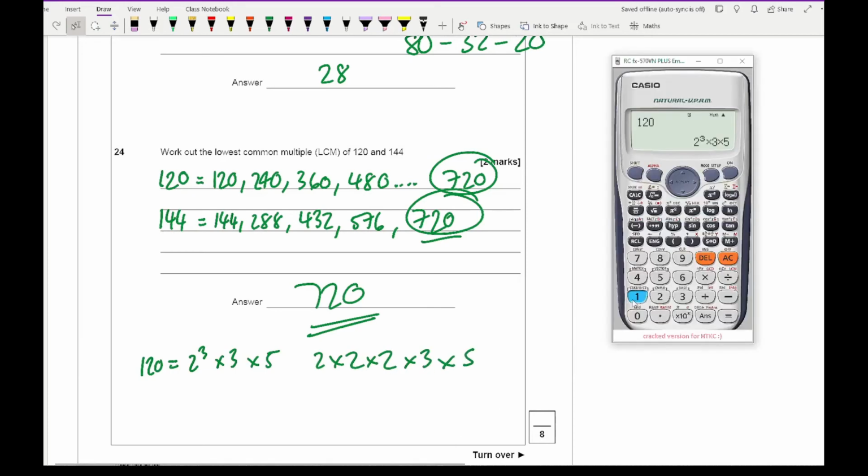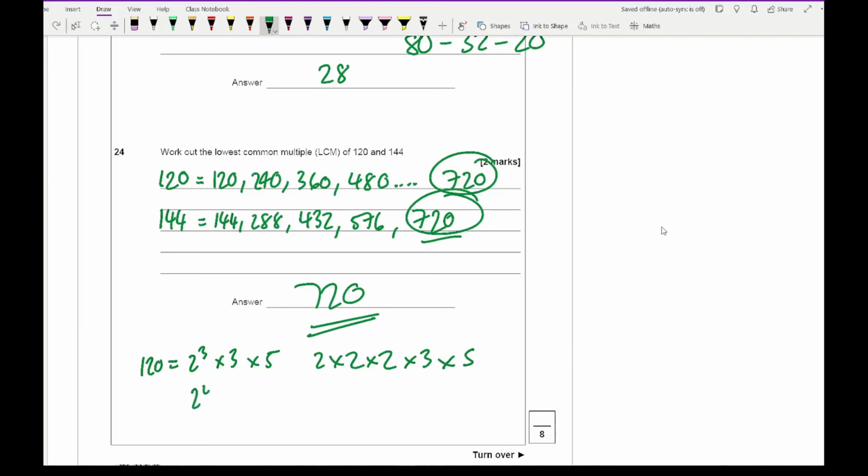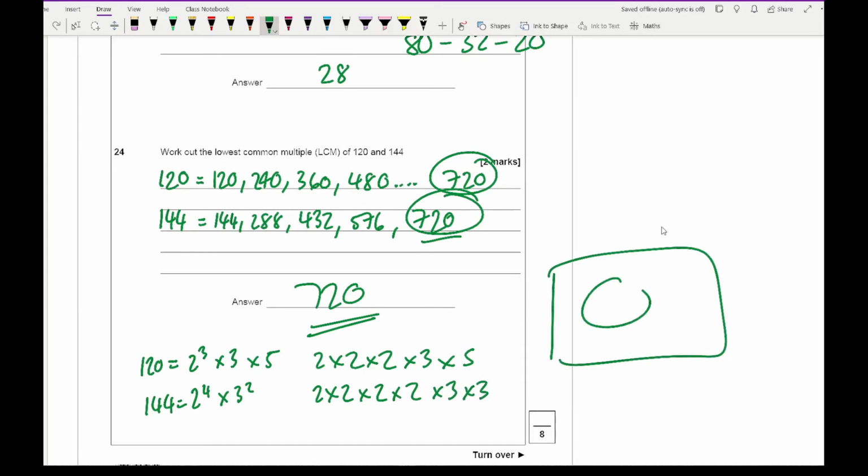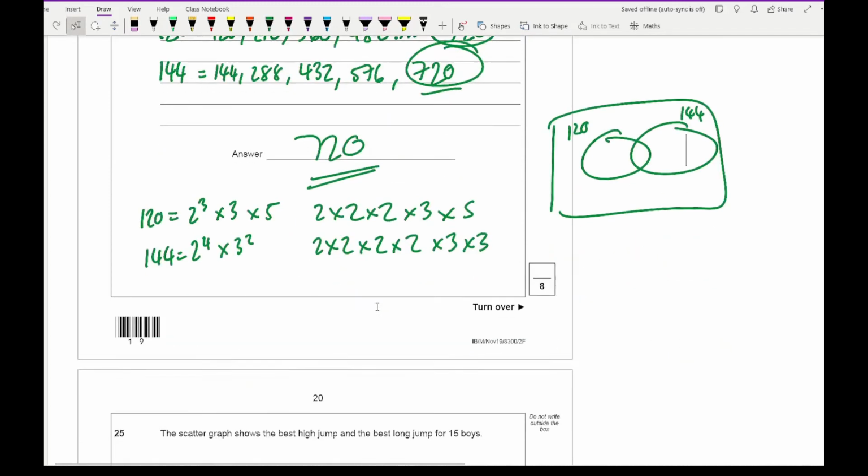And then 144 shift fact is 2 to the power 4 times 3 squared. So again, I've got 2 times 2 times 2 times 2 times 3 times 3, and then obviously I can use my Venn diagram to work out what numbers go in which, and then for the lowest common multiple, I just multiply the numbers that are in the 2 circles.